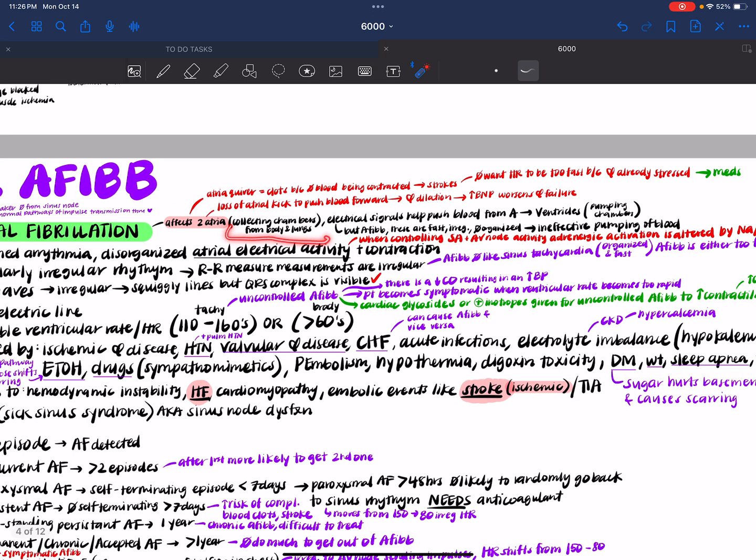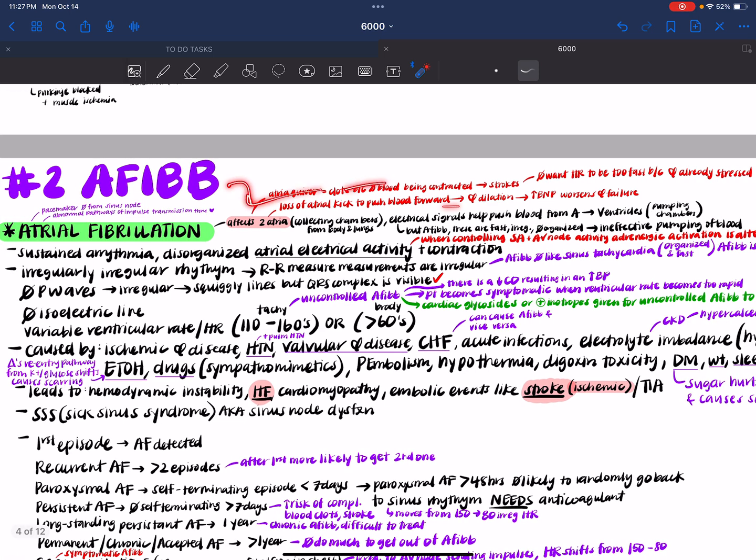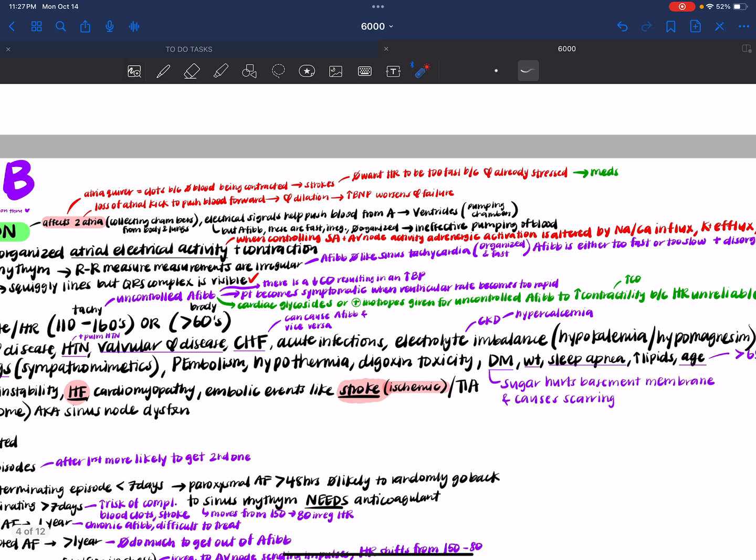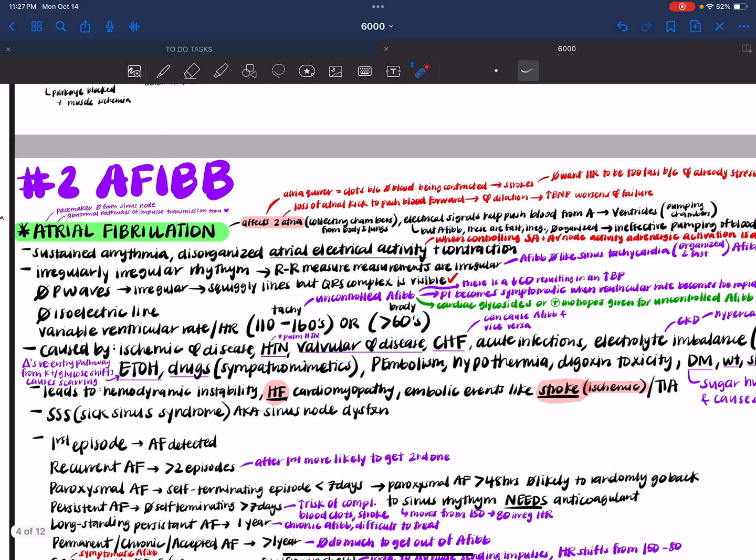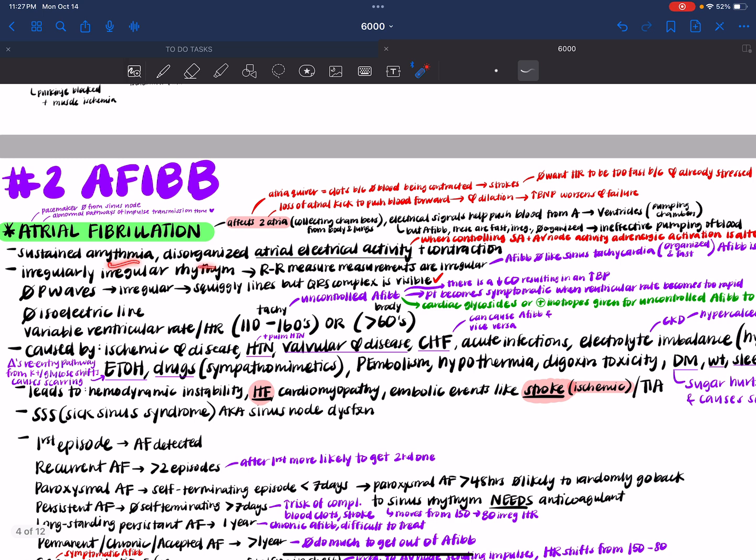Atria are collecting chambers of the body; electric signals help push blood from atria to ventricles. But in AFib, these are fast, irregular. So atrial fibrillation is irregular. It's unorganized and ineffective pumping of the blood. So sustained arrhythmia, disorganized atrial electric activity is an atria problem. So atrial fibrillation, and contraction, so you're ineffectively pumping blood out.